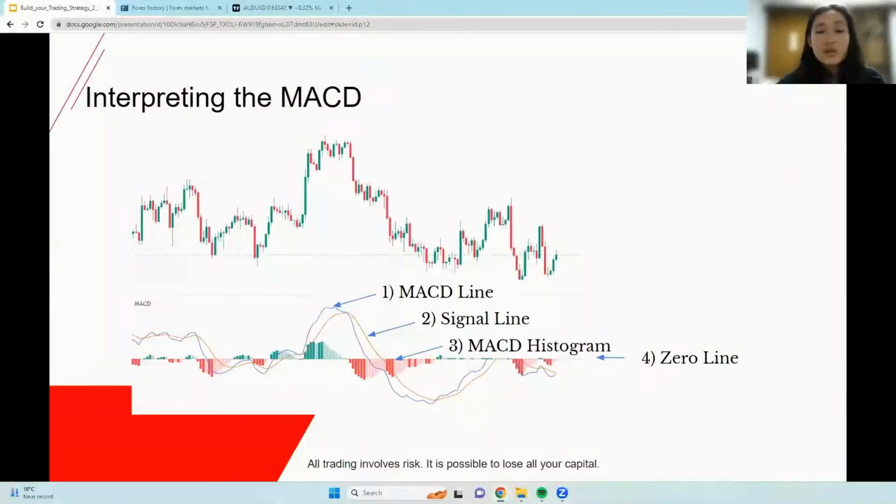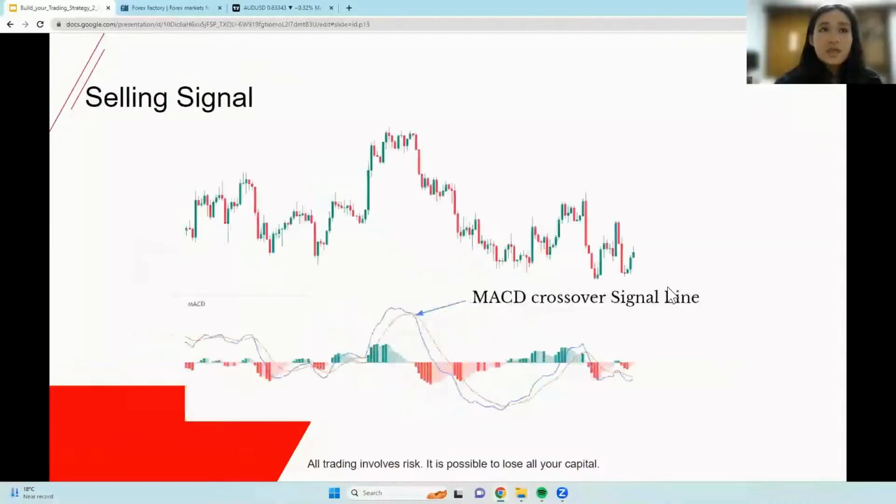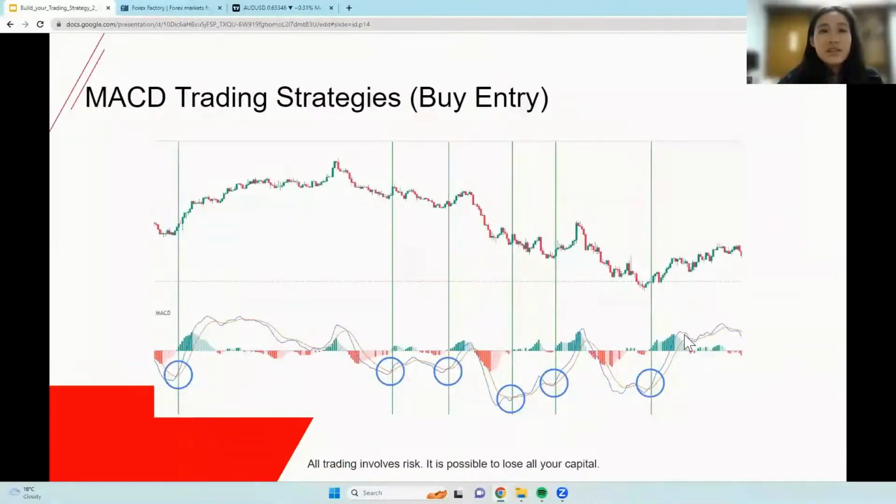So here are the points that I was talking about earlier. You can see the MACD line is the blue line, the signal line is the orange line, and the histogram is the red and green areas. And of course, the zero line is just over here. So the selling signal occurs when the MACD crosses over the signal line, or if you can see over here, it's also when our histogram is red. Okay, and yeah, so this is one of the trading strategies.